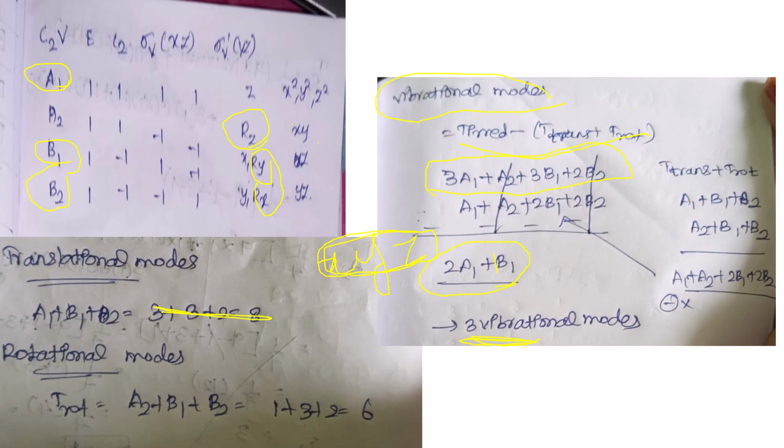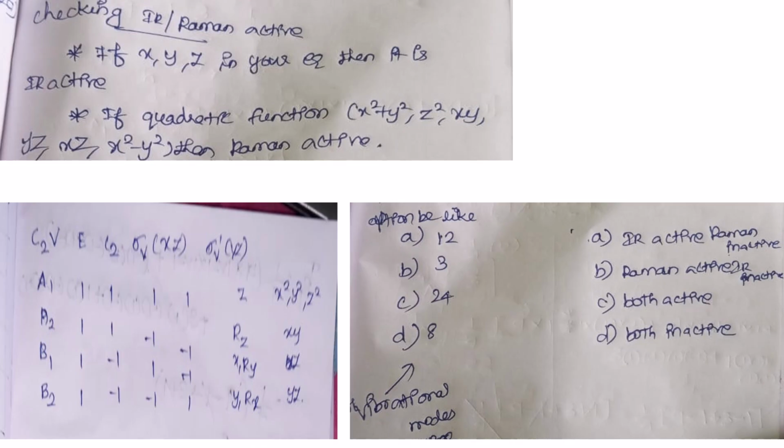For checking whether modes are IR active or Raman active, we have two rules. Before that, what do we get? 2A1 plus B1. For A1 and B1 in the character table, if it has x, y, z values, it is IR active. If it has quadratic functions like x squared plus y squared, z squared, xy, xz, yz, x squared minus y squared, then it is Raman active.